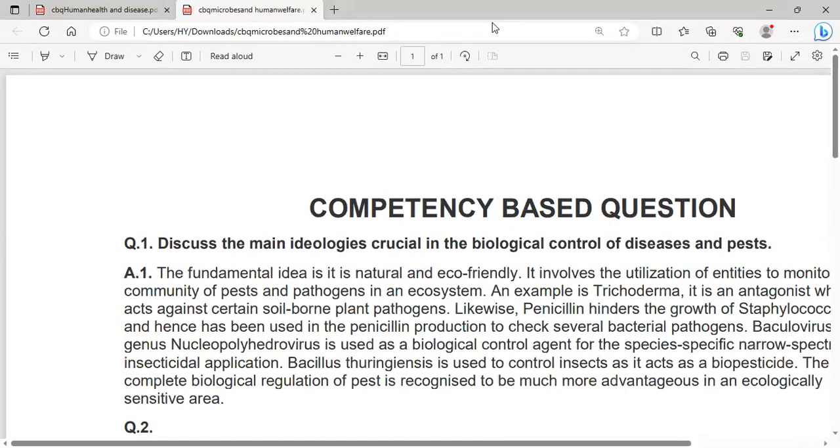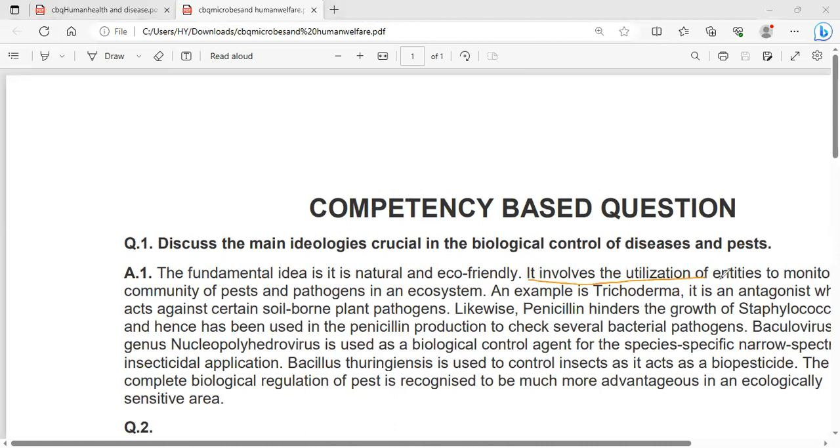The fundamental idea is that it is natural and eco-friendly. Biological control is controlling organisms through other organisms, which are the hyperparasites of the organisms. They naturally control the population and keep the pest population under control. So what is the main key belief of this biocontrol? The question is asking that. The fundamental idea is that this control is natural and eco-friendly.